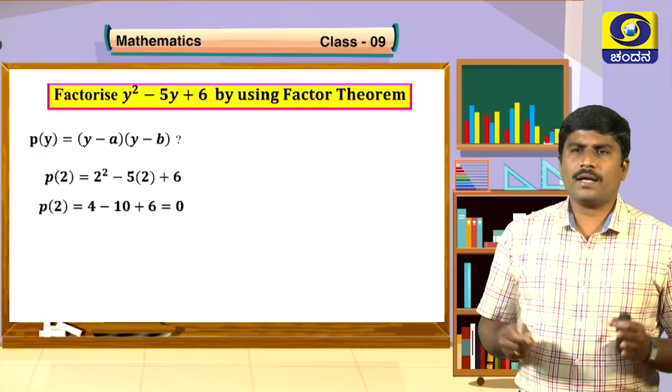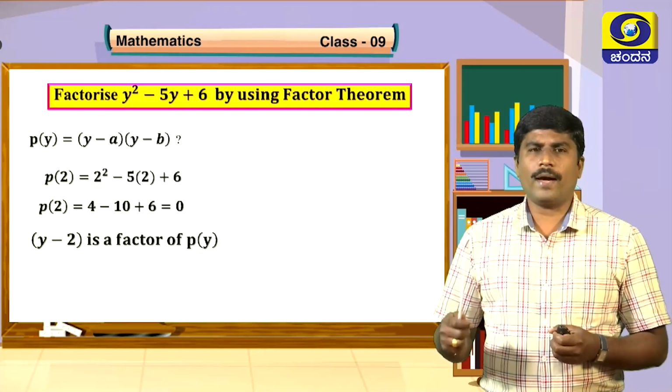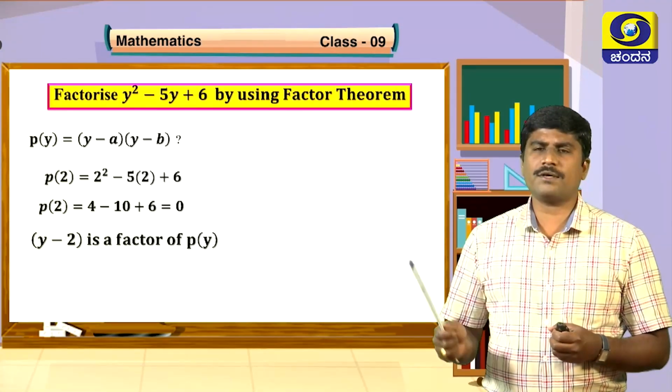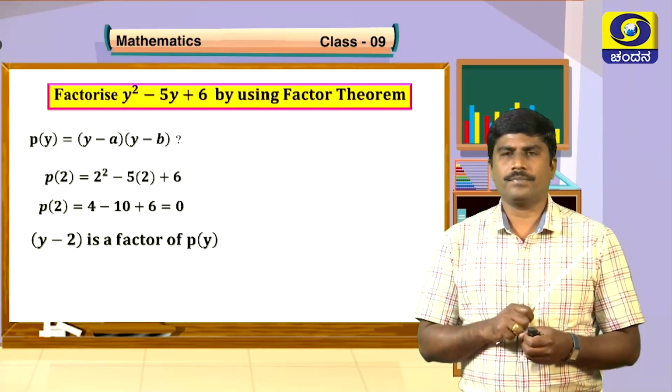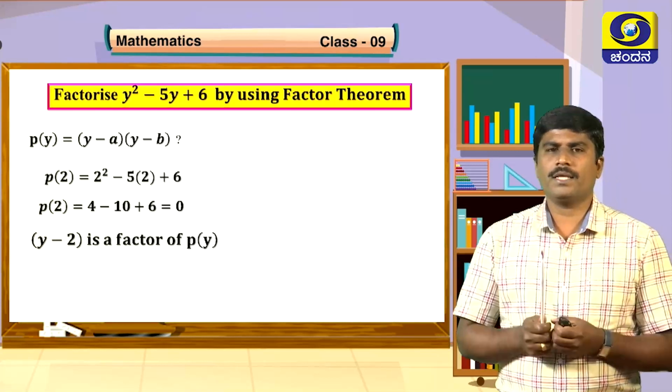So in this way we can understand, if you give the value, that means y minus 2 is a factor of P of y, right? So we need to find one more factor here. How are you going to find this one more factor?